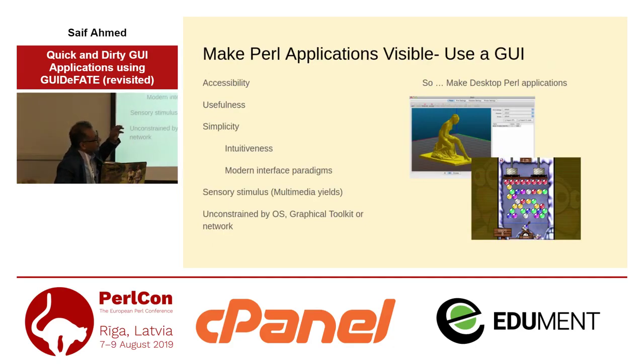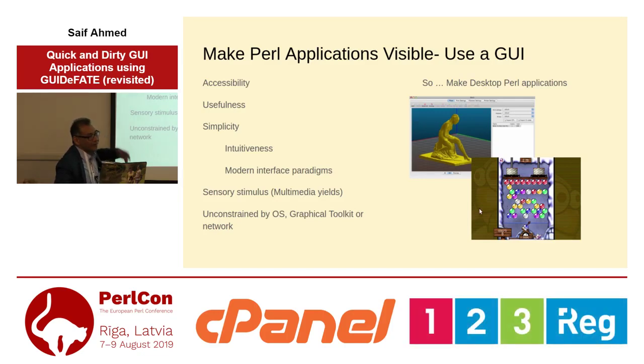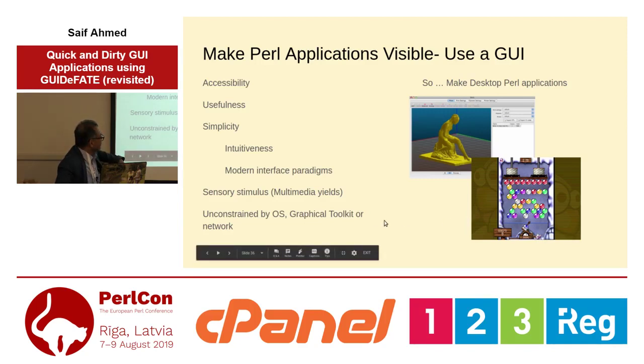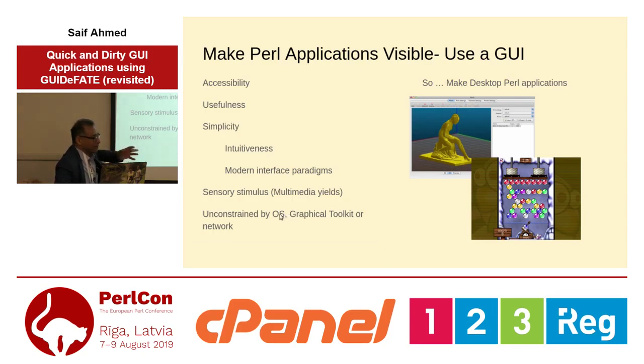And it's possible to make complex GUI applications in Perl. This is Slic3r, a 3D rendering software, which is written in Perl. This was a bubble something or other game that was written in Perl, but not many are visible nowadays. Ultimately, what we want to do is interact with the user in multiple ways, using all our senses, our ears, our eyes, our ability to do a 3D representation. And it needs to be at the same time unconstrained by the operating system it works in, or the presence of a network.